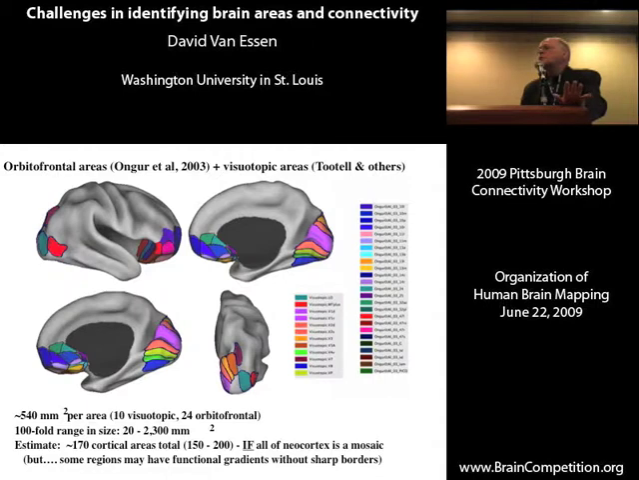And again, that's based on the assumption that may be challenged, that the entire cortical sheet follows a mosaic organization as distinct from gradients of connectivity and function that may not have sharp borders everywhere.